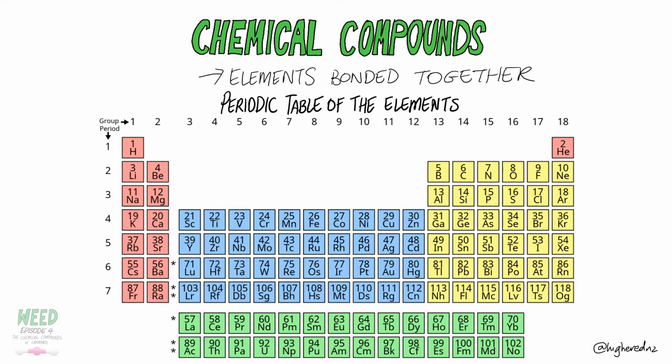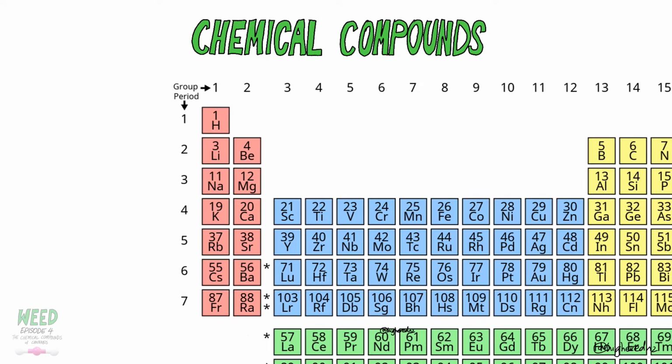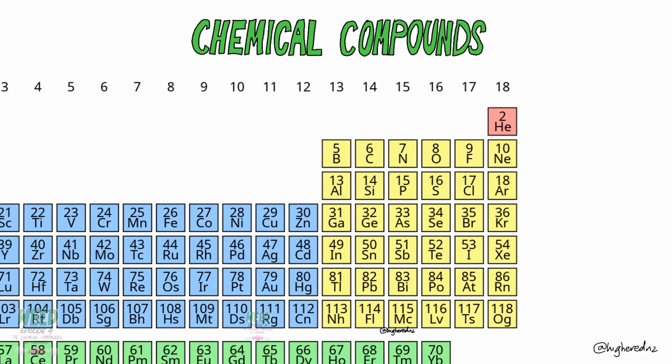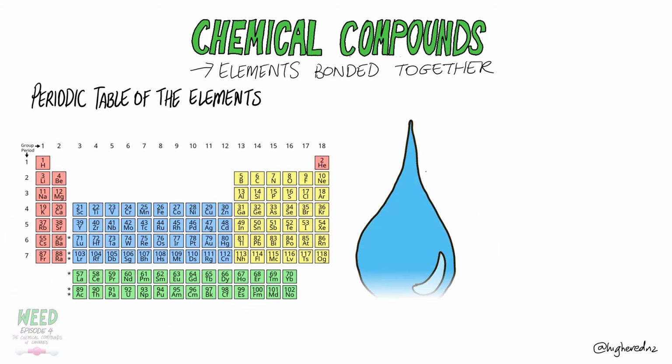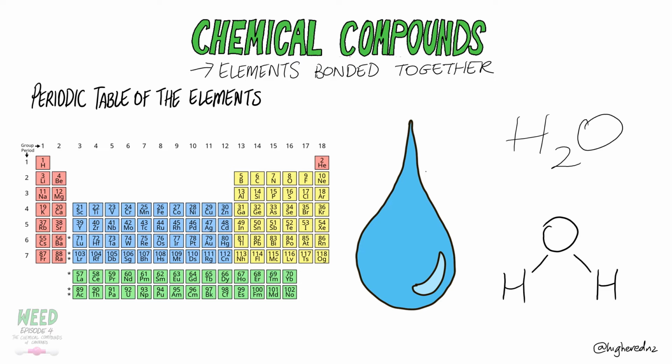Here we have the periodic table of the elements. The main elements of biological compounds include hydrogen, carbon, nitrogen and oxygen. However, there are many others, but these are the main guys. Here is an example of water, or H2O. This is actually a chemical compound of one oxygen atom bonded to two hydrogen atoms.